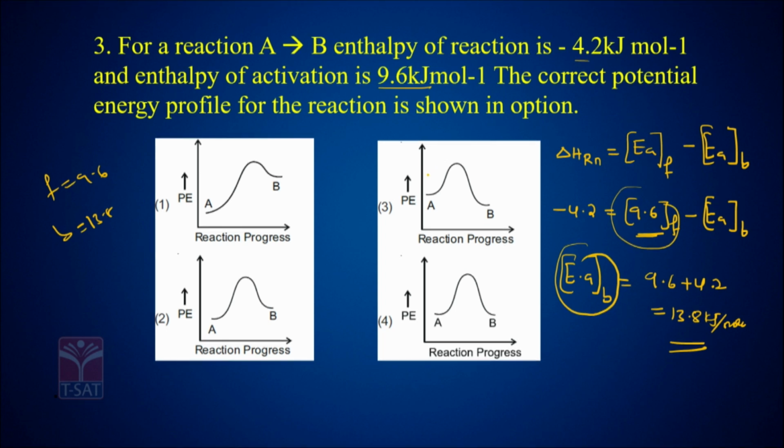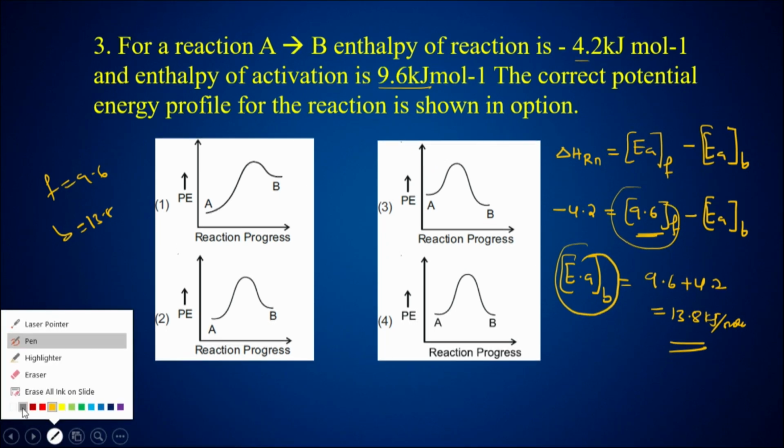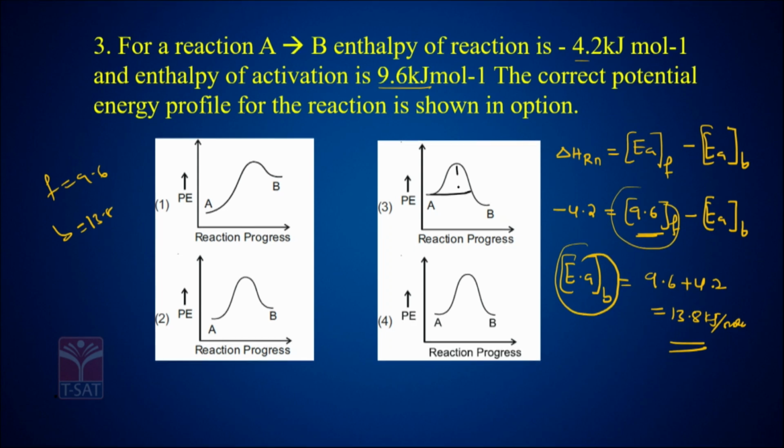See carefully, I am writing here with a black pen now. This is the activation energy of the forward reaction, which is 9.6 here. For the backward reaction, from here, this is the activation energy of the backward reaction, which is 13.8. And this is an exothermic reaction. Why is it exothermic? Enthalpy of products is less than the enthalpy of reactants, isn't it? In this equation enthalpy of products is less than the enthalpy of reactants.